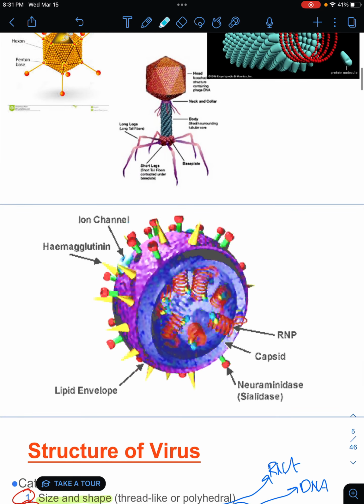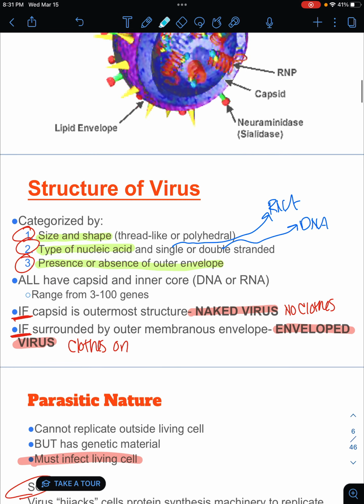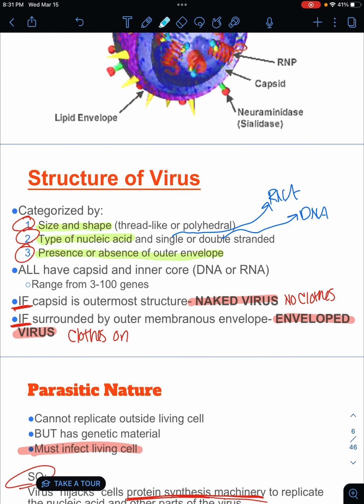There's some pictures, we went over some of those. They're categorized by three things: the size and shape, what they look like; what type of nucleic acid is on the inside, right? Is it RNA or DNA? And then the presence or absence of the outer envelope. So does it have on clothes or not? If it doesn't have on clothes on the outside, it's called a naked virus. And if it does have clothes on, per se, it's an enveloped virus.